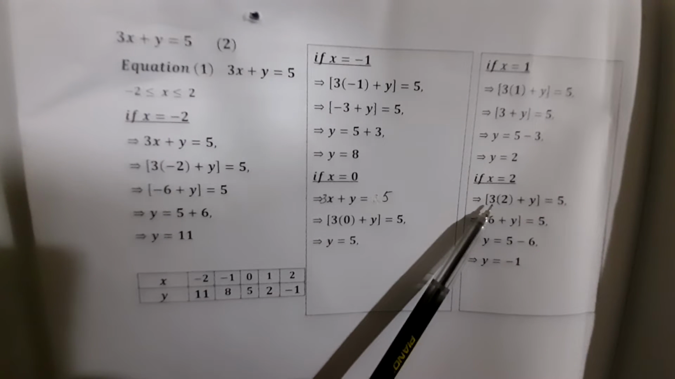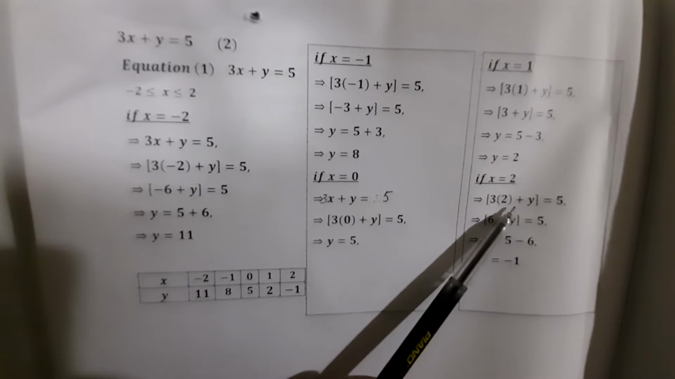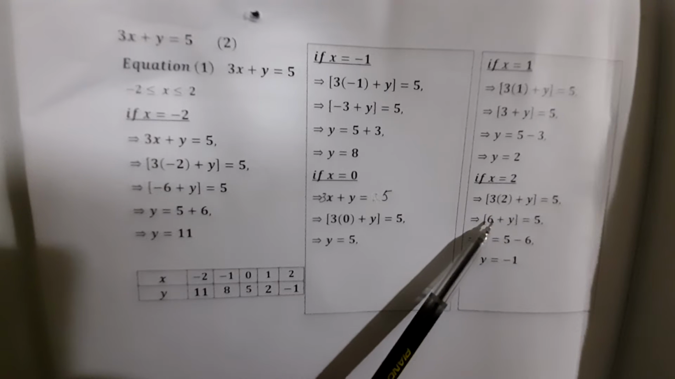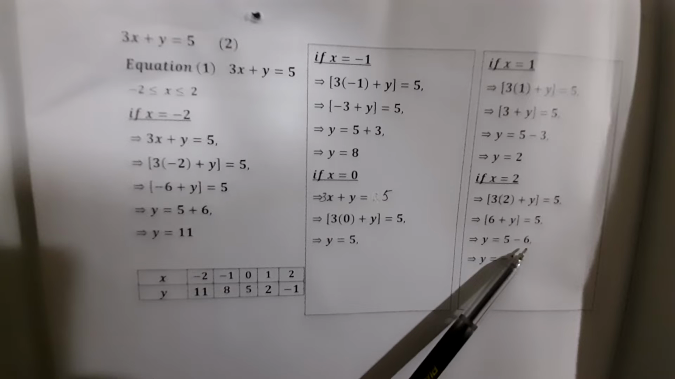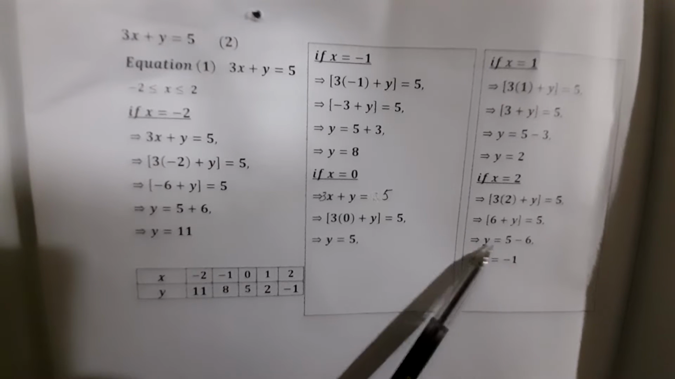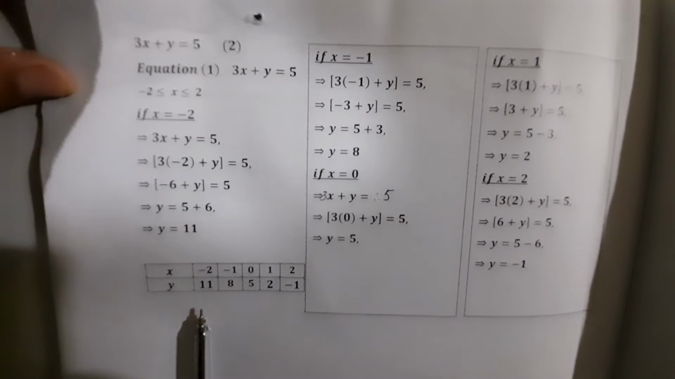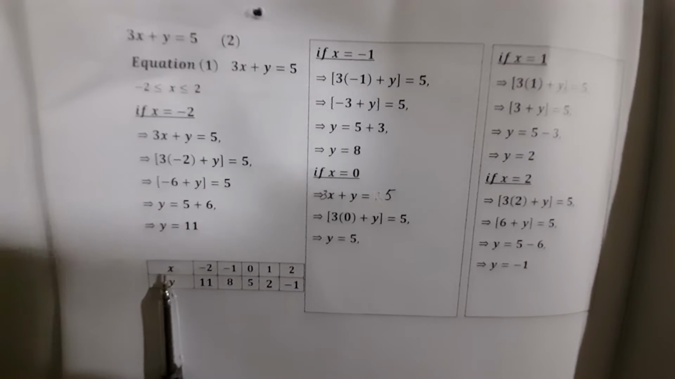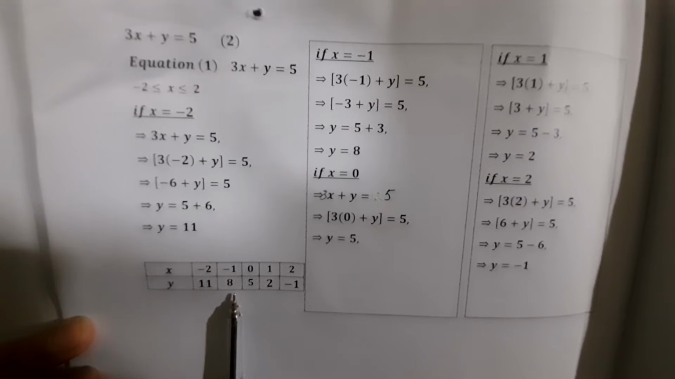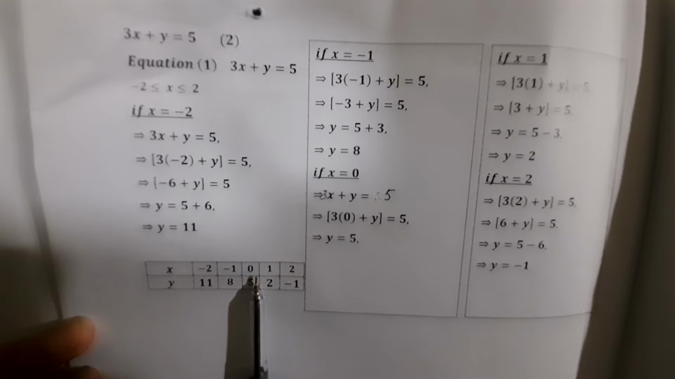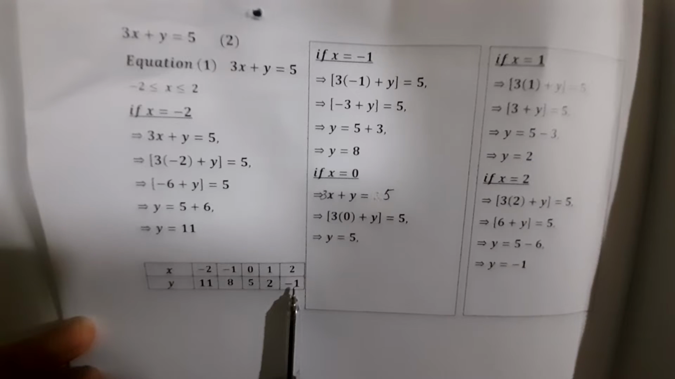If x is equal to 2, put the 2 instead of x. 3 multiplied by 2 plus y is equal to 5. 3 2s are 6. 6 plus y is 5. So we'll be taking 6 on the right hand side of the equalizer. It will become -6. So y is equal to 5 minus 6. y is equal to -1. Now coming to the table, when x was -2, y was 11, x was -1, y was 8, x was 0, y was 5, x 1, y was 2, x was 2, y was -1.